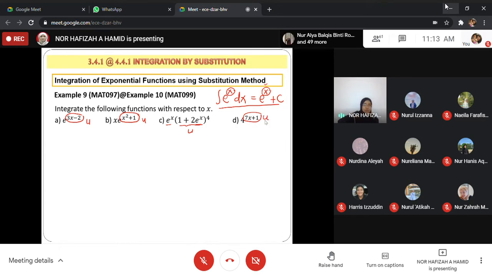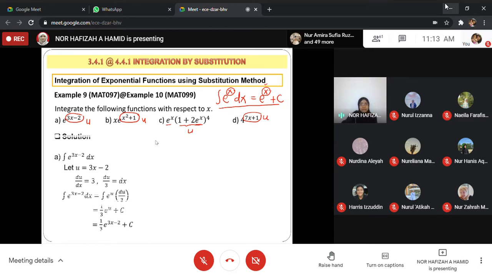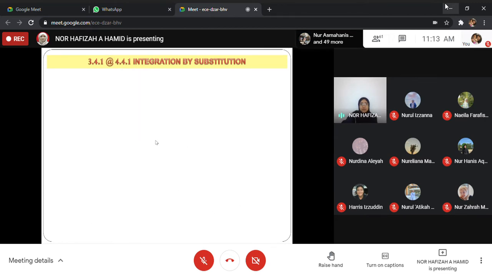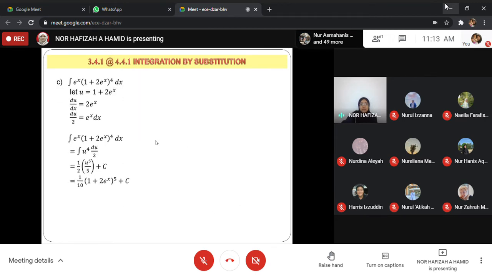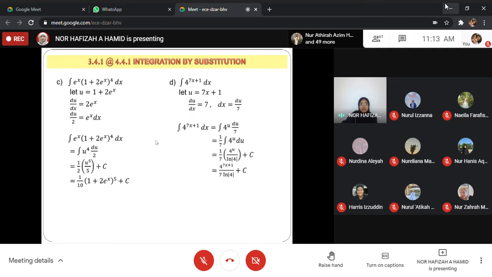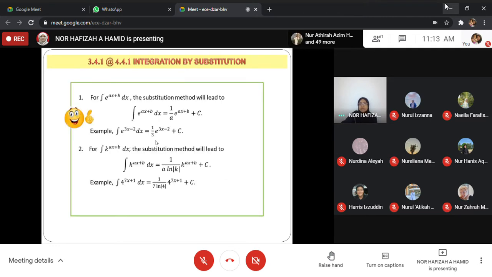You can refer to the video for all the solutions. So I want to move to the formula. This is for the substitution method. Besides the substitution method, we also have a formula to solve exponential functions. The formula for exponential functions is the integration of e to the power of ax plus b equals 1 over a times e to the power of ax plus b plus c.